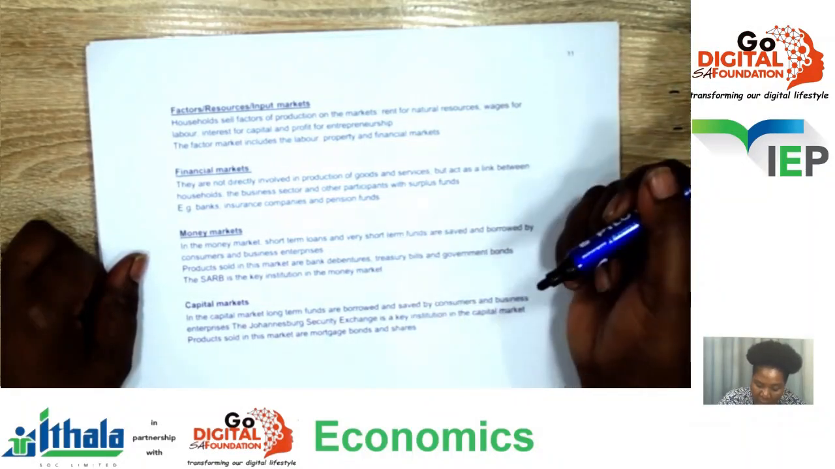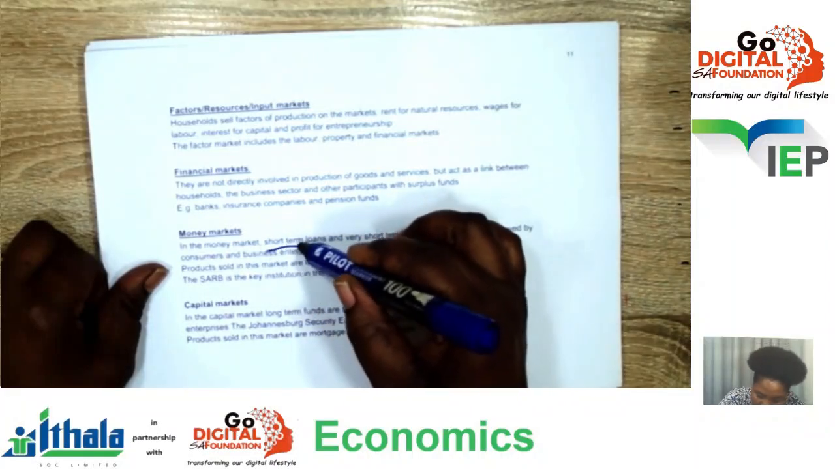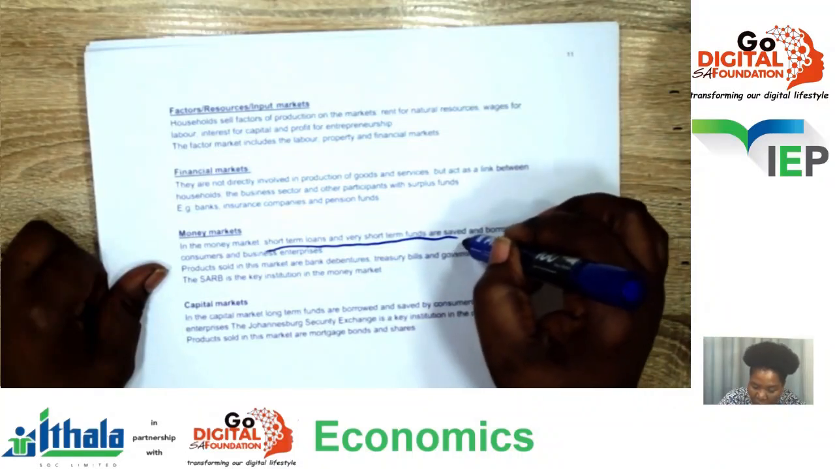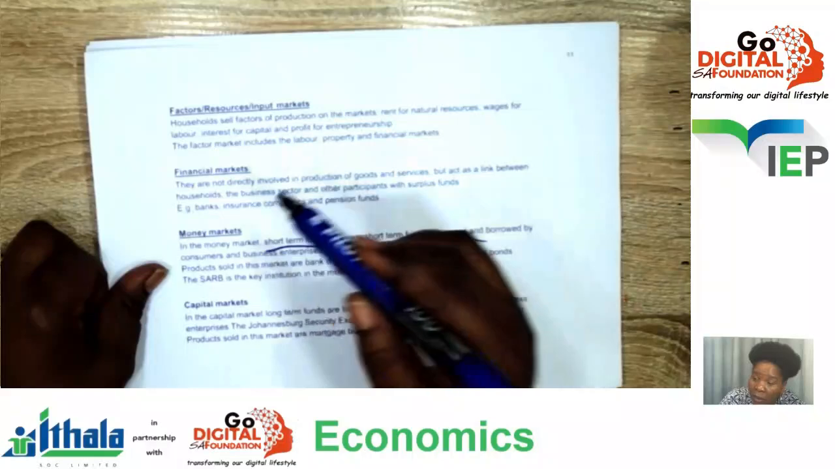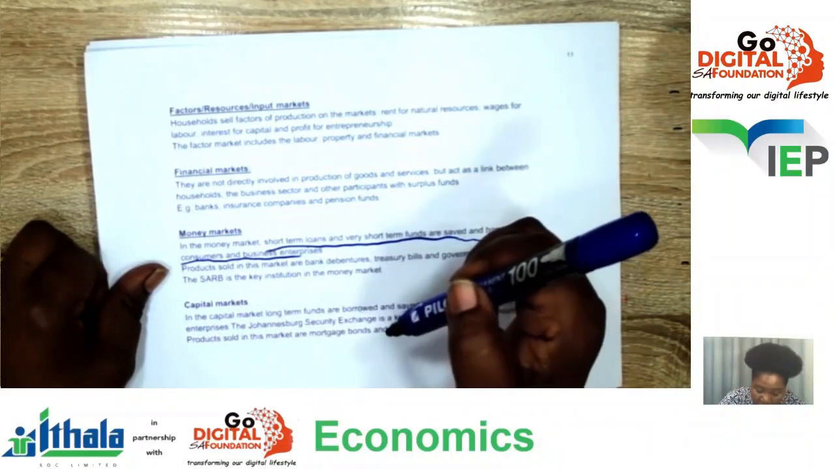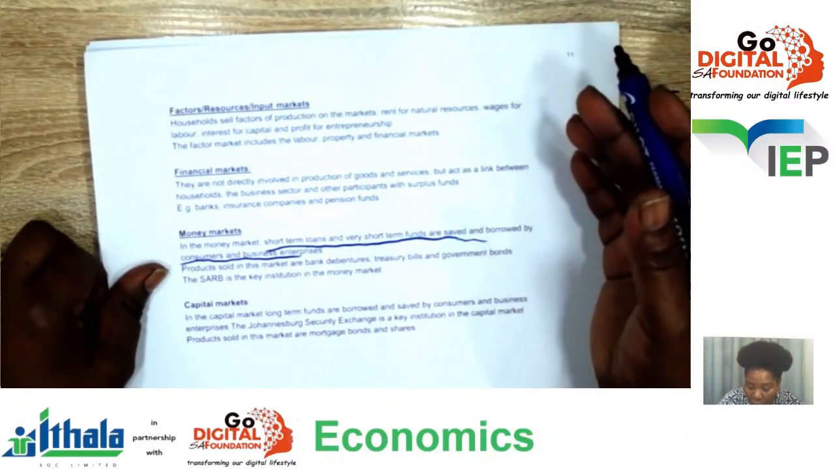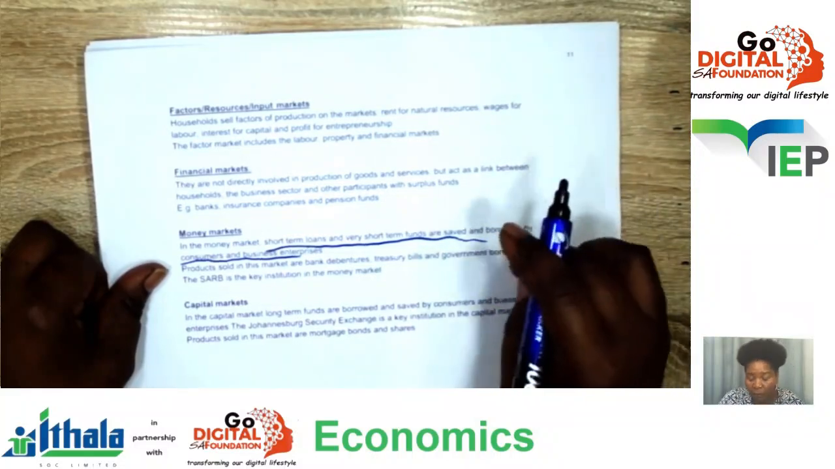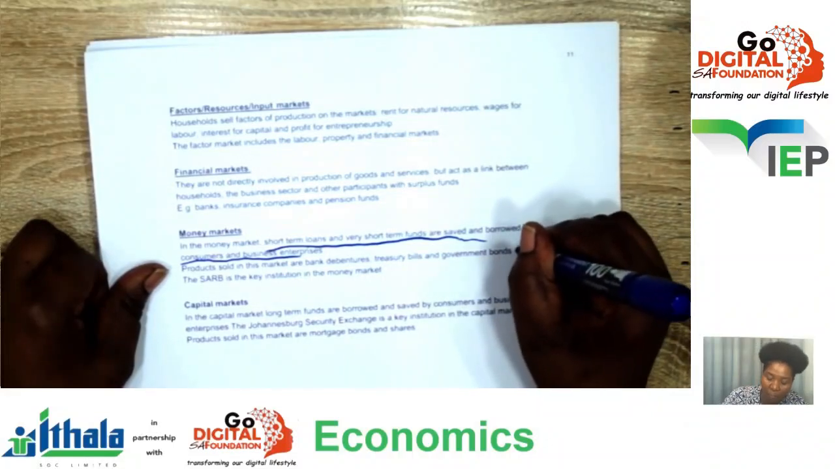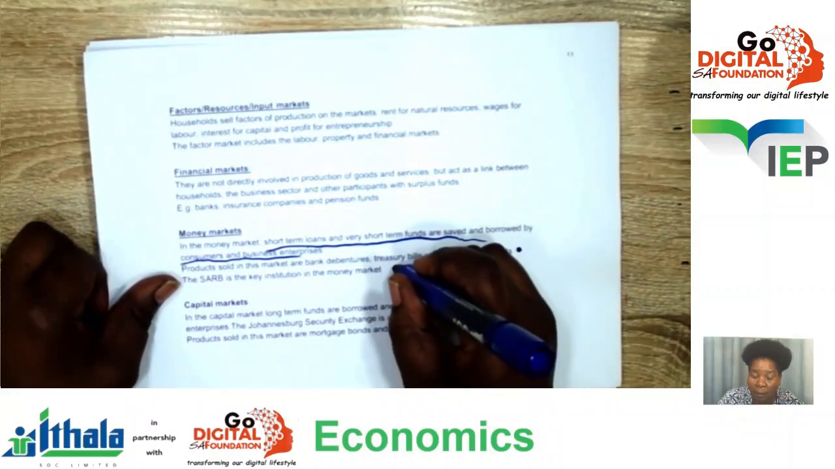What happens in the money market? This is where we get our short-term loans and very short-term funds, like our savings. That's where some people even borrow in the stokvels. You know, your grandmothers are using stokvels. They fall under this money market. Products sold in this market are bank deposits. There are also treasury bills and the government bonds. These are investments which can make you get more money. And the South African Reserve Bank is the one that controls the money market.